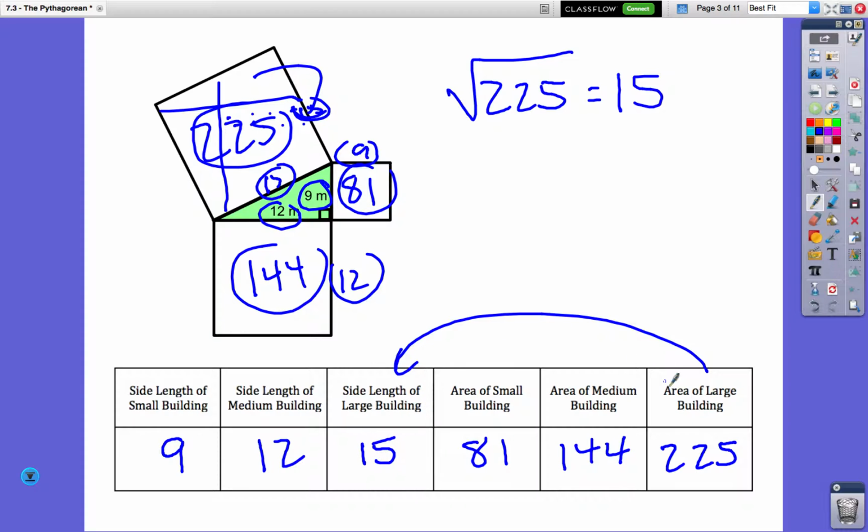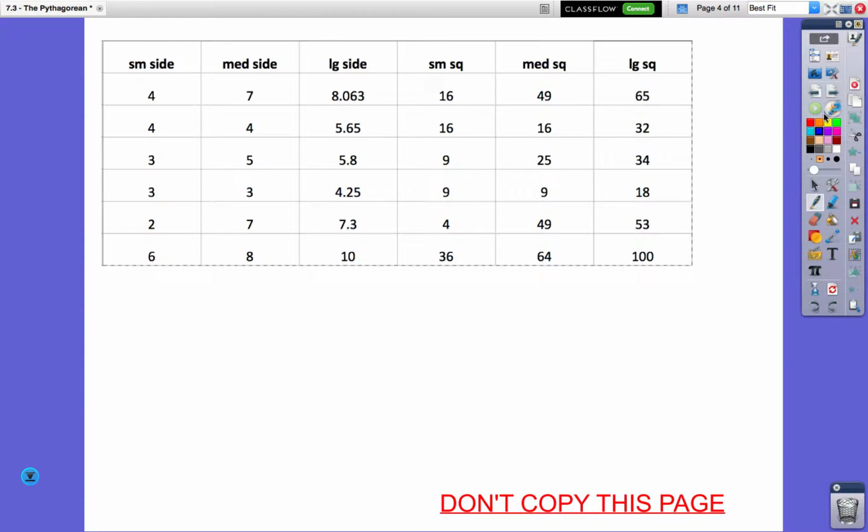So that's one key idea that I'm hoping you walked away with, that by knowing the areas, you could find the side lengths. Alright, now let's take a look at another discussion we had. Now, this part, don't copy down in your notes. This is just a sample of the table that we did in class. And the idea here was that we were supposed to be looking for some patterns. And you guys came up with one in particular that really helped us out, which was this.